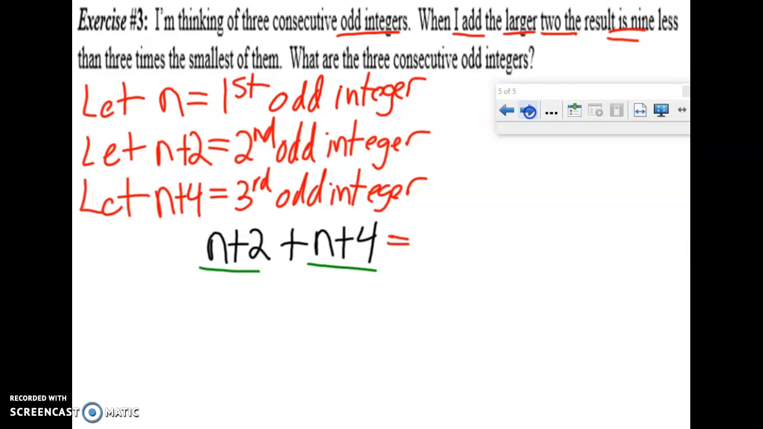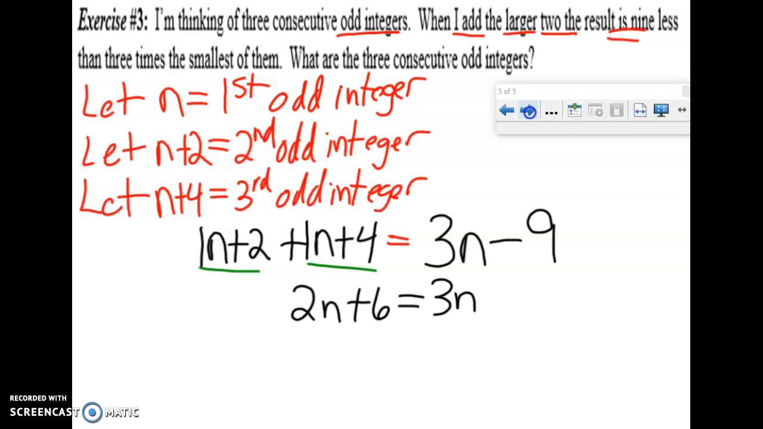9 less than 3 times the smallest. There's that phrase less than again, trying to get you to write the 9 first, but we know better. We want to do 3 times the smallest. In this case, it's just n. Now we go back and subtract 9. We got a little bit of work here to simplify on this side before we solve. So 1n and 1n makes 2n, and then 2 plus 4 makes 6. Over here, this can't be subtracted, so we keep it 3n minus 9.